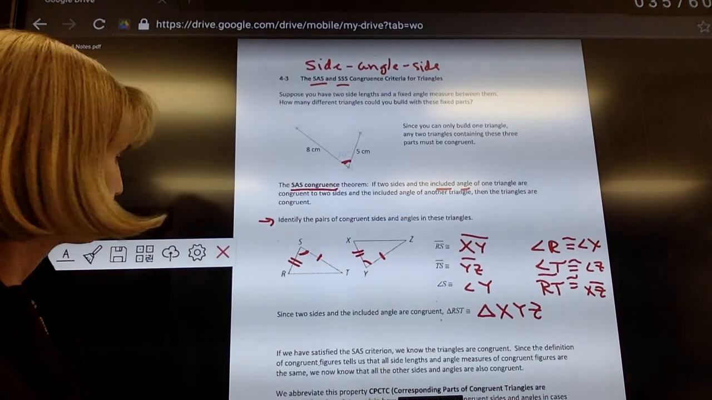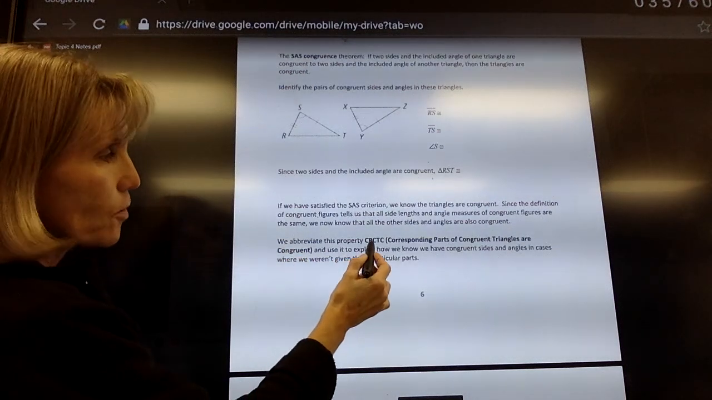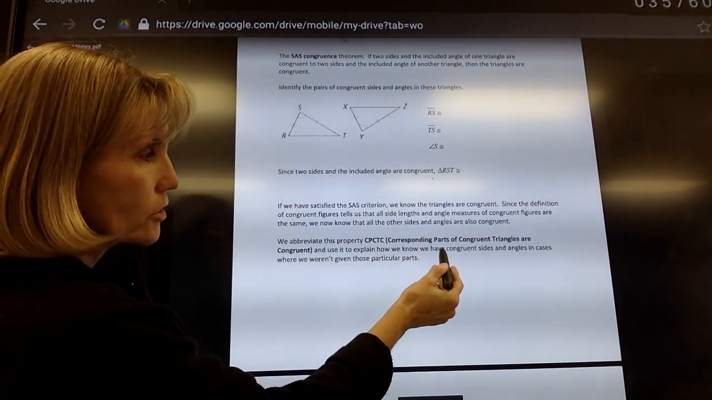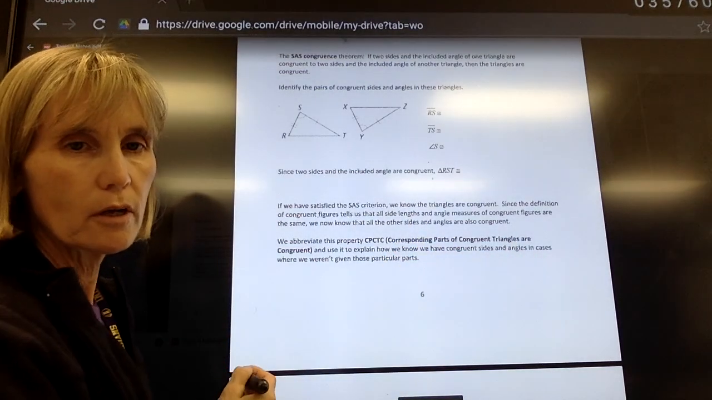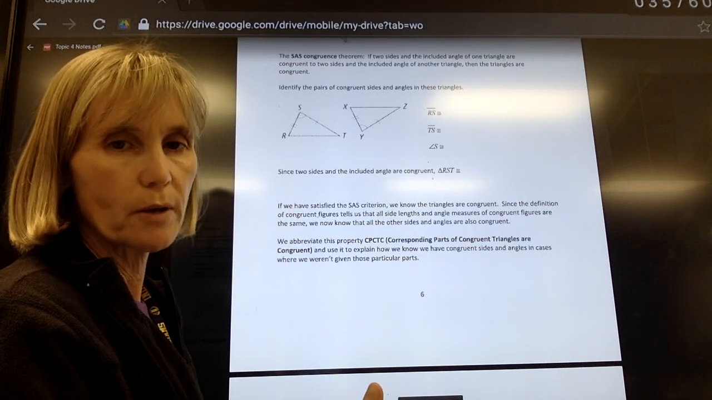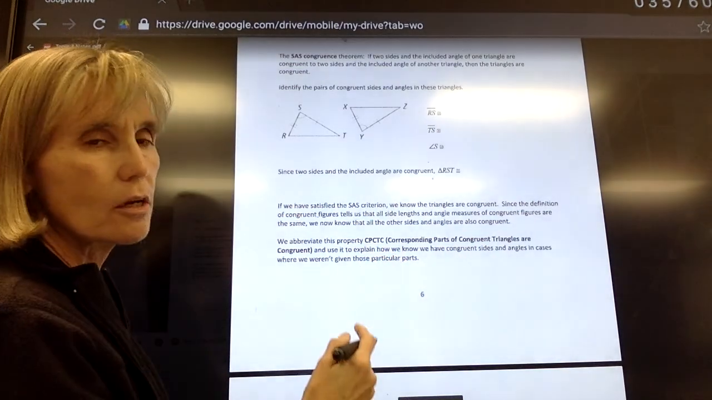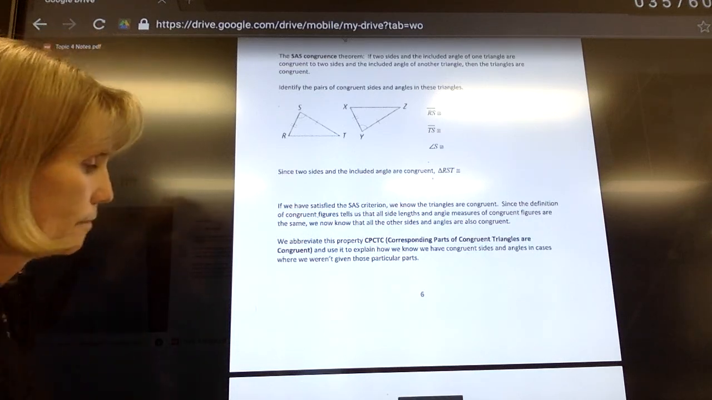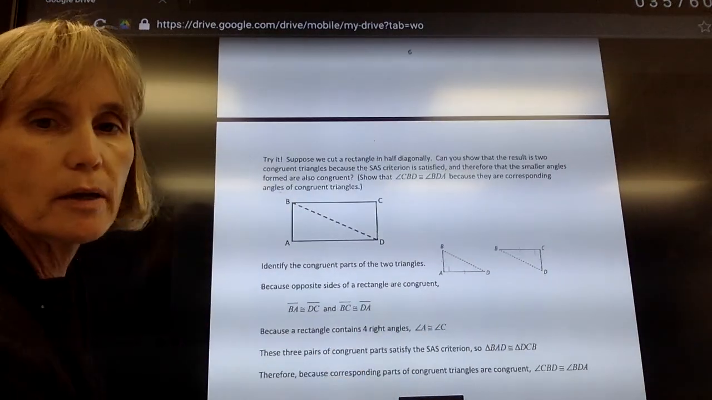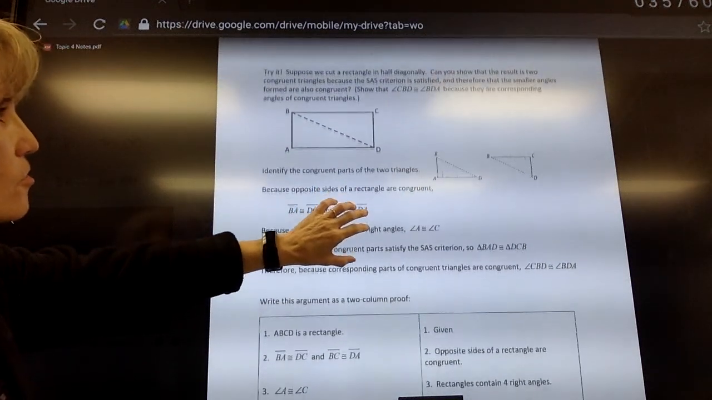And the reason that we can say that is down here. It says we abbreviate this property CPCTC. That's going to stand for corresponding parts of congruent triangles are congruent. So once we can know that the 2 triangles are congruent to each other, all of their corresponding parts are congruent to each other. So instead of writing all of that out, we just use that abbreviation CPCTC. Okay, so it says try it. So we go down here and we look at 2 rectangles that we're going to cut in half using a diagonal.